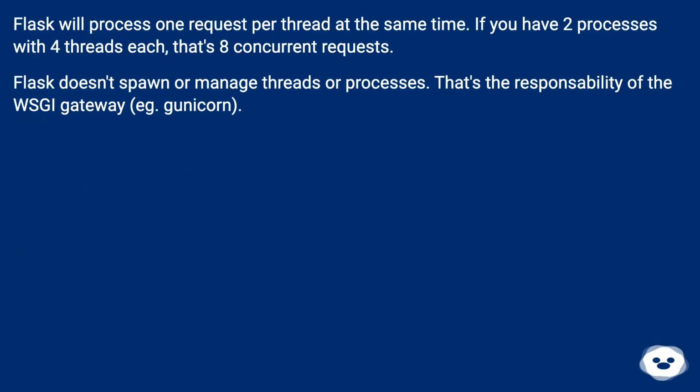Flask will process one request per thread at the same time. If you have 2 processes with 4 threads each, that's 8 concurrent requests. Flask doesn't spawn or manage threads or processes. That's the responsibility of the WSGI gateway, e.g. gunicorn.